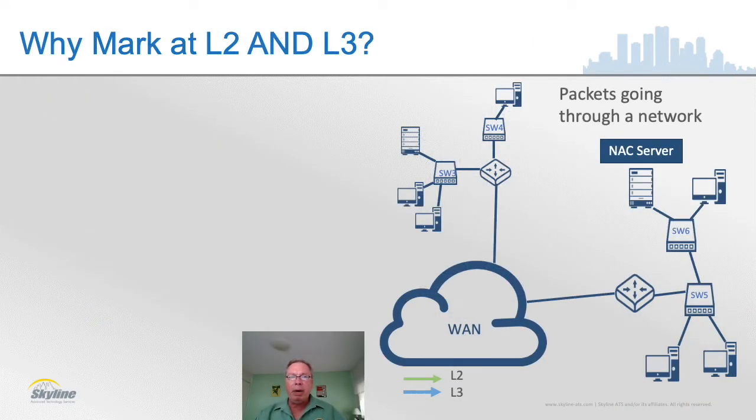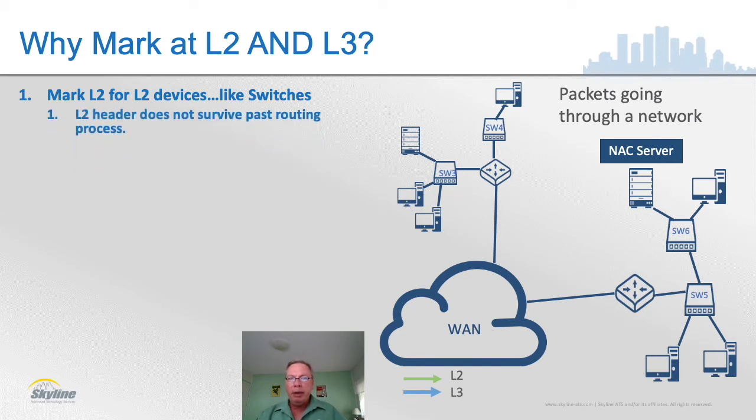So again, why am I marking, and why am I talking about recognizing layer 2 or marking layer 2 and 3? Well, if I'm marking something at layer 3, but the data is going through a switch, the switch may not be able to recognize that traffic based upon a layer 3 marking. It may be strictly a layer 2 switch. Plus, the layer 2 marking would not survive past the routing process. A layer 2 header is erased when it goes through a routing process. So any marking I create at layer 2 could not go all the way through the network.